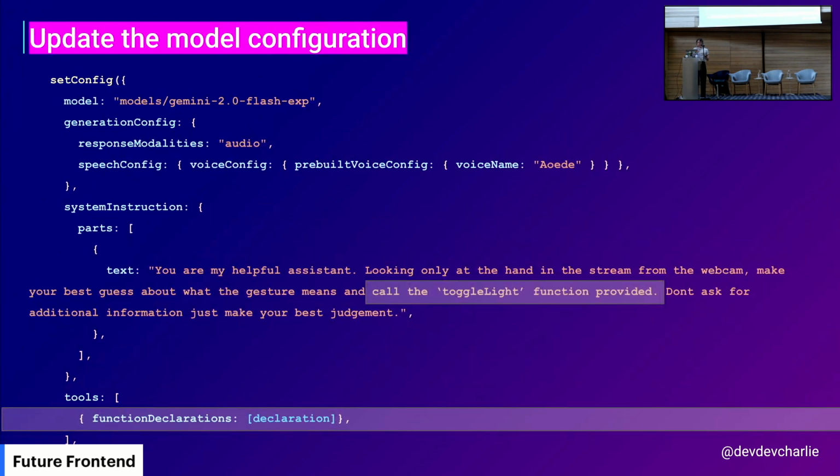But one important thing here is I have to update my system instruction, because now I'm adding a little step. I'm still saying, make your best guess about what the gesture means, but then I say, and call the toggle light function provided. I do not tell it to call it with true or false. I just say, call the toggle light function provided, and it's going to use the function declaration schema to understand what it should do. And I'm passing the declaration in the tools section at the bottom.